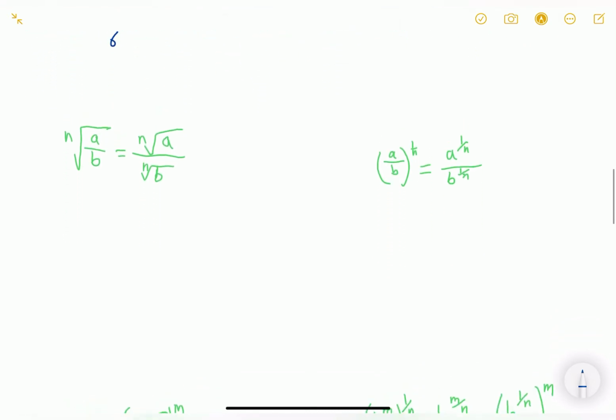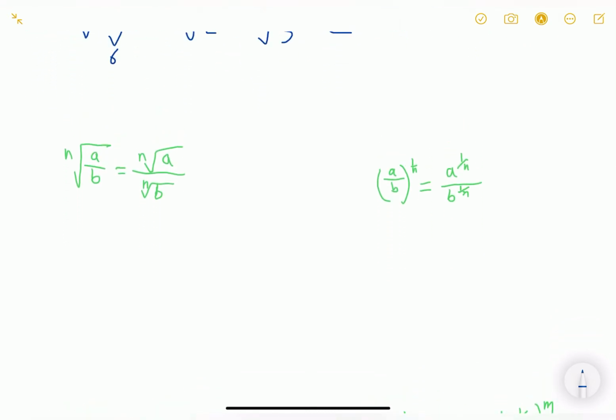Let's move on to rule number 2. So we have the nth root of a divided by b is the same thing as the nth root of a divided by the nth root of b. Now let us prove that. Let us prove the radical rule. So we're going to use the same numbers. We're going to use n as 2, just the regular root. So we're going to simply put 2 over 3. A is going to be 2, b is going to be 3, which is the same thing as the radical of 2 over the radical of 3.